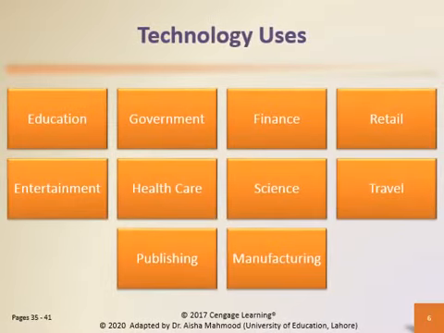Technology has changed society today as much as the Industrial Revolution changed society in the 18th and 19th centuries. People interact directly with technology in fields such as education, government, finance, retail, entertainment, healthcare, science, travel, publishing, and manufacturing. In the next few slides, we'll be discussing each domain for all the information technology related applications.